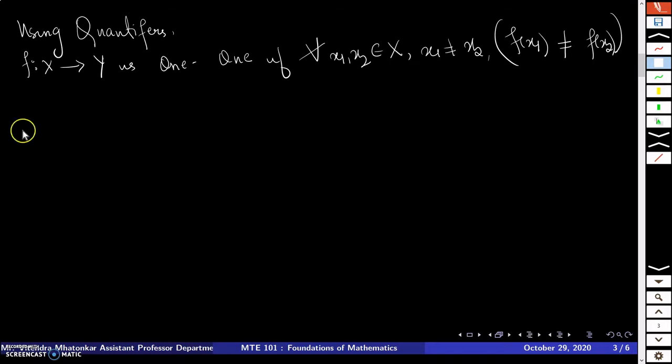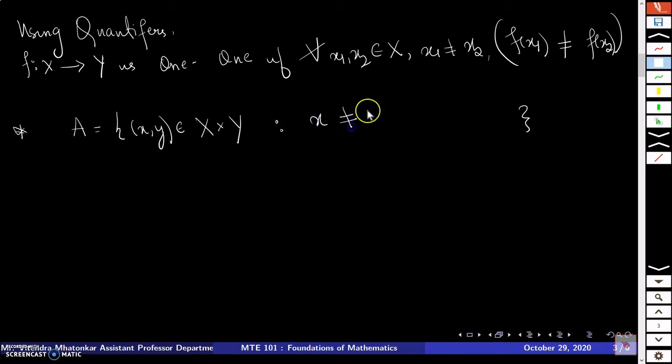Another way to write this 1-1 function would be this. What you do is you form one set, let's call it A, and in A I will collect all the ordered pairs x comma y in the Cartesian product x cross y, such that x is not equal to y. Such a set I'll pick up. I'll pick up all the ordered pairs of the form x comma y in x cross y whose first coordinate is not equal to the second coordinate. So I'm picking up ordered pairs whose coordinates are different.